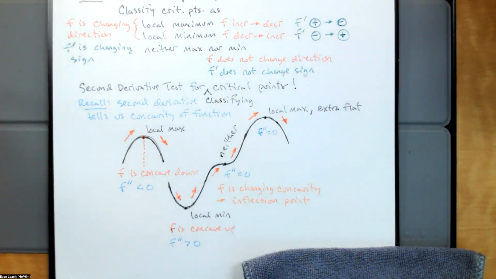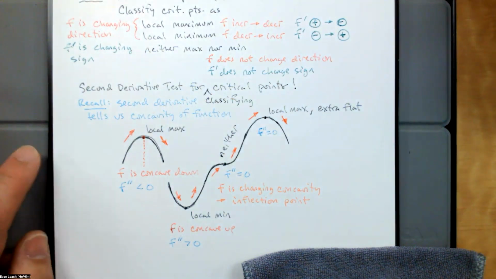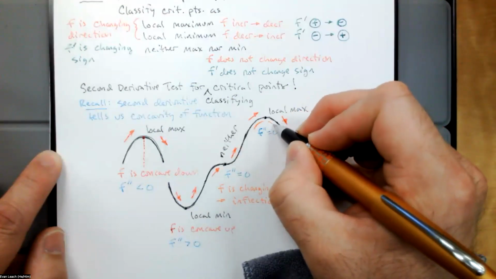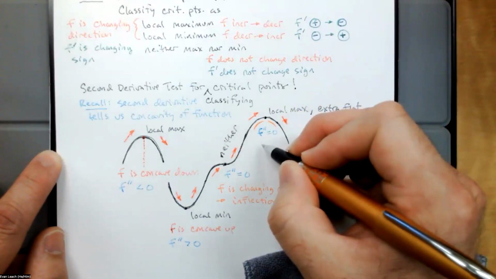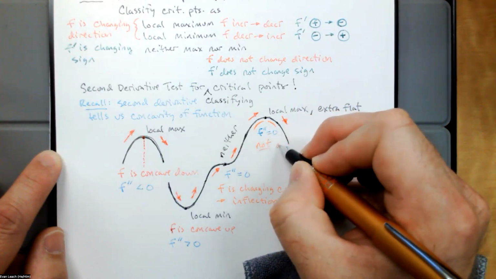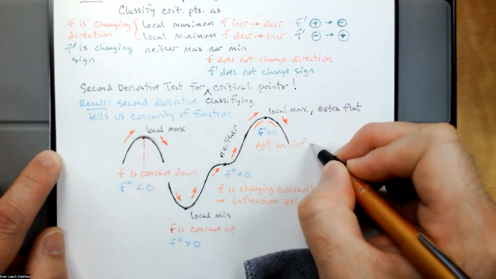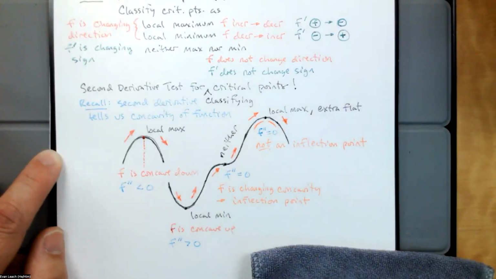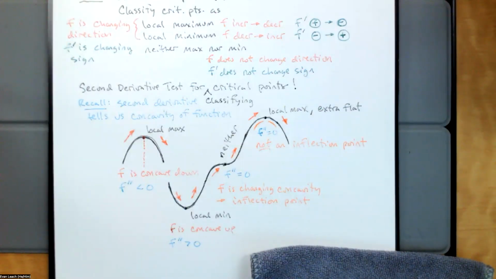Note that the function is concave down going into this point and also concave down coming out of this point, so it is not an inflection point. So it's concave down and then concave down, so it's not an inflection point. This one would show as a critical point, but not an inflection point.